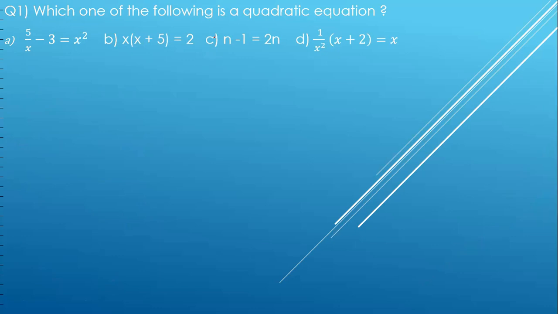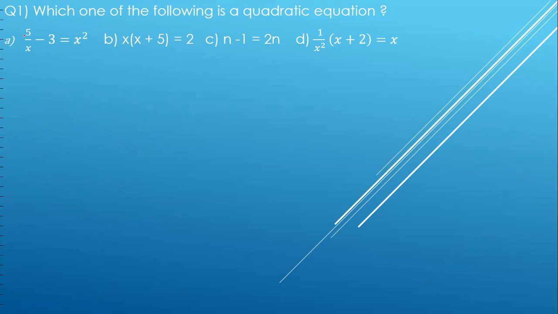Now whenever you're solving any MCQ, you have to first eliminate the options which you feel are not correct. So here we will go with the first option. In this equation, we are having 5 upon x. And we have seen previously that if we are having x in the bottom, then we will remove it. And to remove it, we will multiply by x.